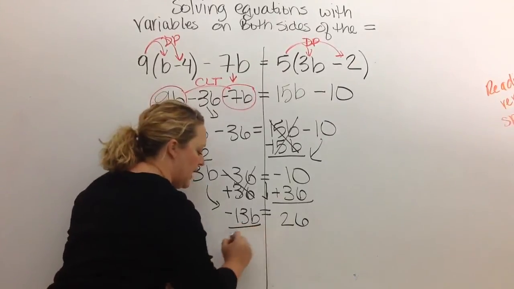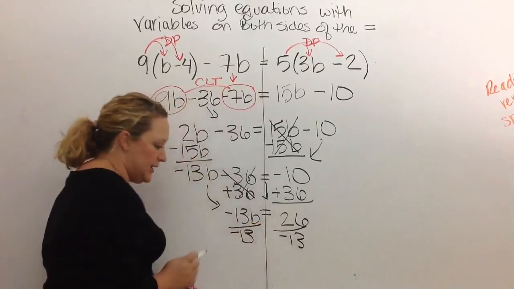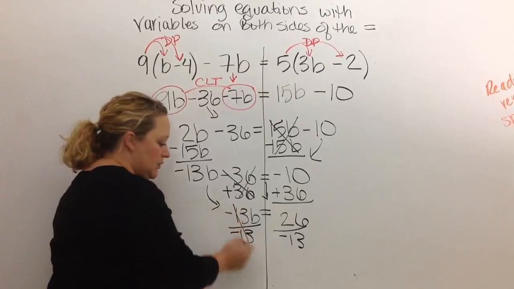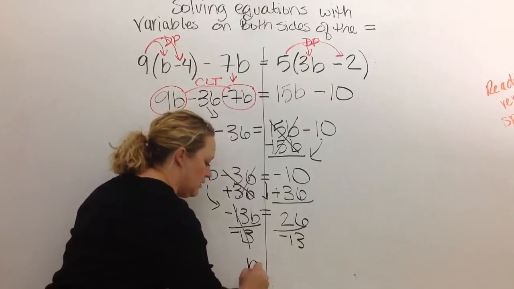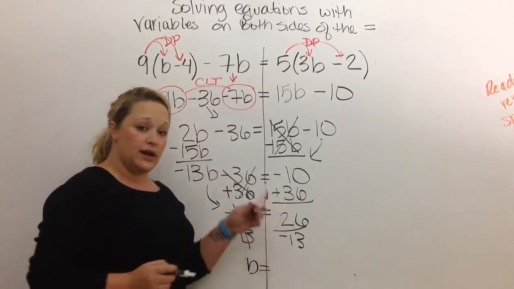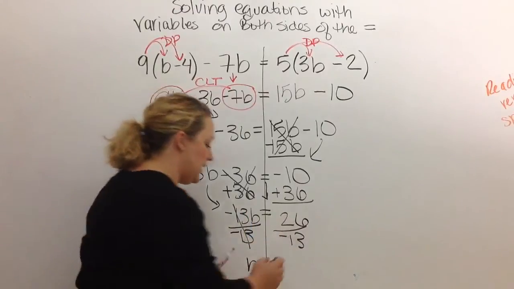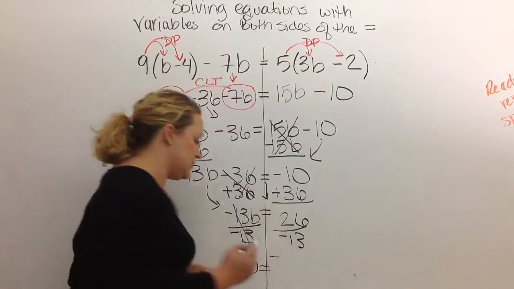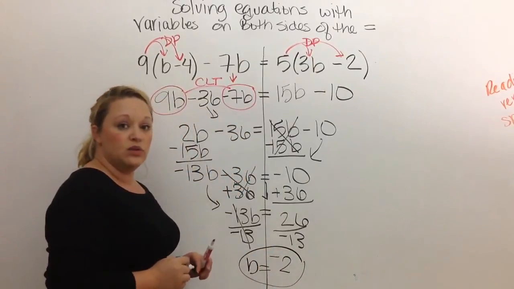So we're going to go ahead and divide by -13 on both sides because the goal is to get b by itself. b was being multiplied by -13, so I'm going to do the opposite. Those will cancel, and I'm going to be left with b equals, you have to figure out now what's 26 divided by 13. Well, this is a positive divided by a negative, which makes a negative. And how many times can 13 go into 26? 2. So therefore, I have b equals -2.